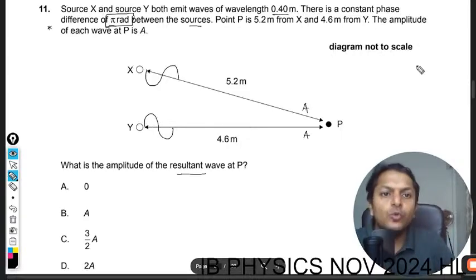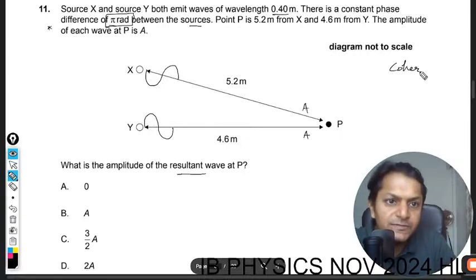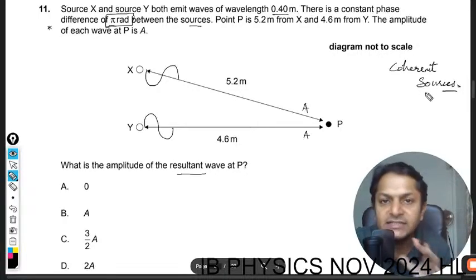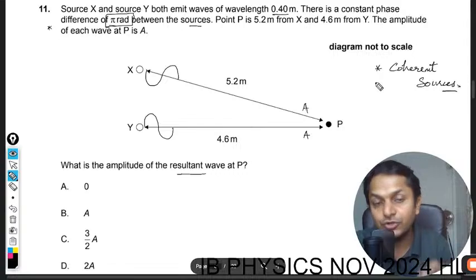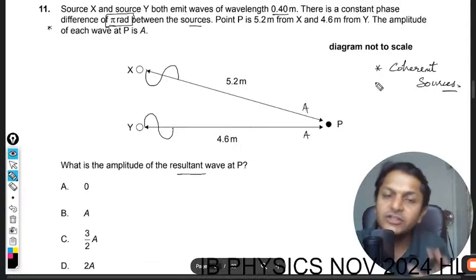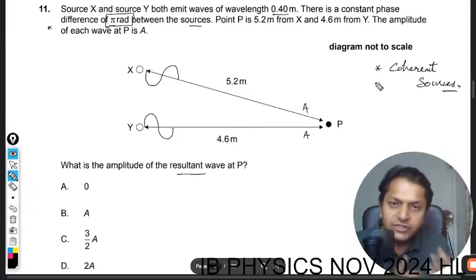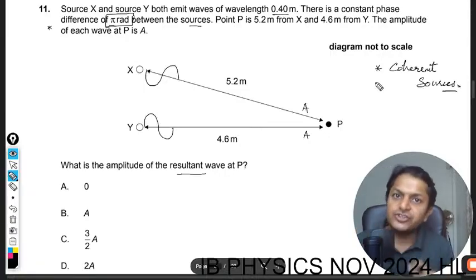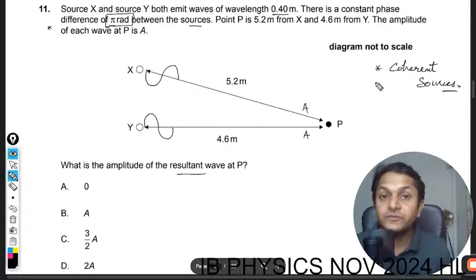Now let me explain what a coherent source is, and whether these two waves, which have a phase difference of pi instead of zero, can undergo interference or not. There is a topic of coherent sources, and IB does ask questions on coherent sources in paper 2 and others. So please listen to this. Two sources which have the same wavelength or the same frequency, only those sources can create interference. There are some conditions that have to be fulfilled, otherwise interference will not happen.